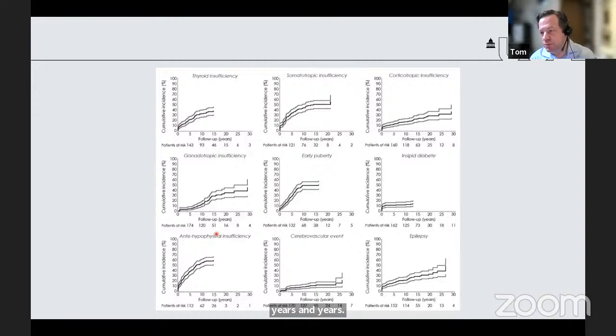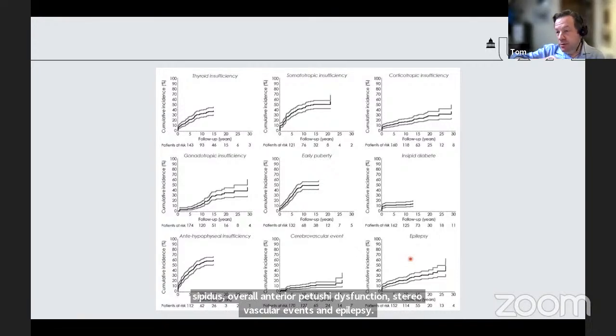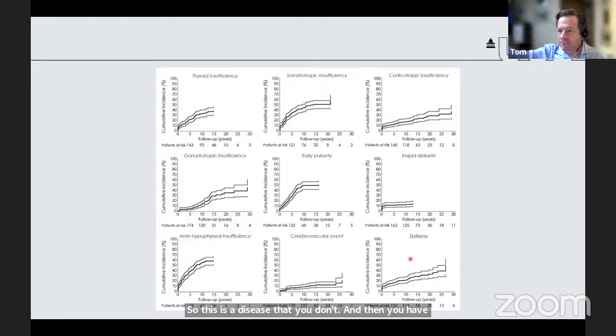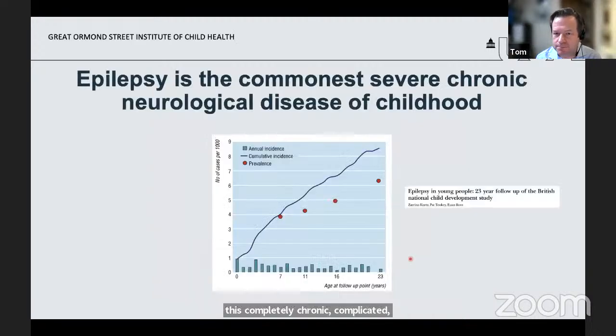Now, these are tumours that are sitting in the optic pathways and in the hypothalamus. So blindness is very common, endocrine problems. So these are various graphs showing the cumulative incidence of endocrine problems, early puberty, diabetes insipidus, overall anterior pituitary dysfunction, cerebrovascular events, and epilepsy. So this is a disease that you don't resect completely, and then you have this completely chronic, complicated, devastating disease for years.